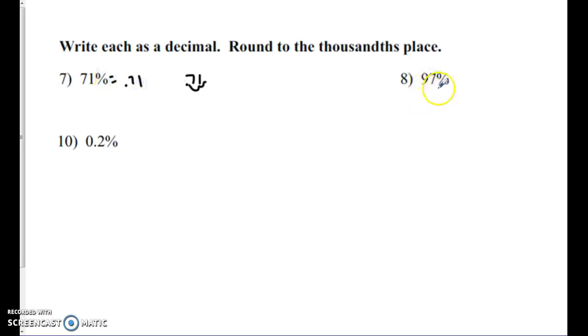Do this one too. My decimal's right here. I'm going to move 2 spots to the left. 1, 2. And I get my decimal to be 0.97. If I look at this one, I have 0.2. I'm going to move 1 spot, 2 spots. And I'm going to fill in my open spots with 0. So this is the same thing as 0.002.